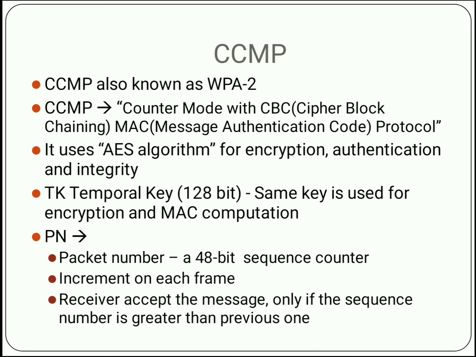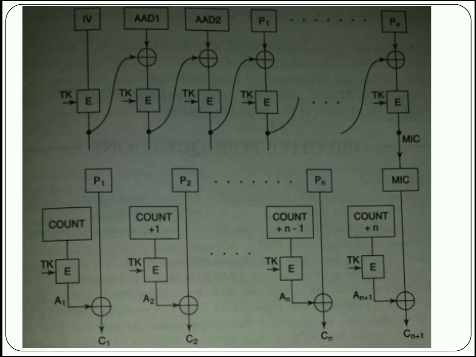That is, as in the earlier case, when a receiver receives a message, it will check the sequence number, and if it is incremented by 1 from the previous message, then only it will be accepted. Otherwise, it is considered a fake message and it will be rejected. So that is the concept of the sequence counter. So this is the whole figure of CCMP. We can divide it into two parts, first part and second part. I will discuss them one by one.